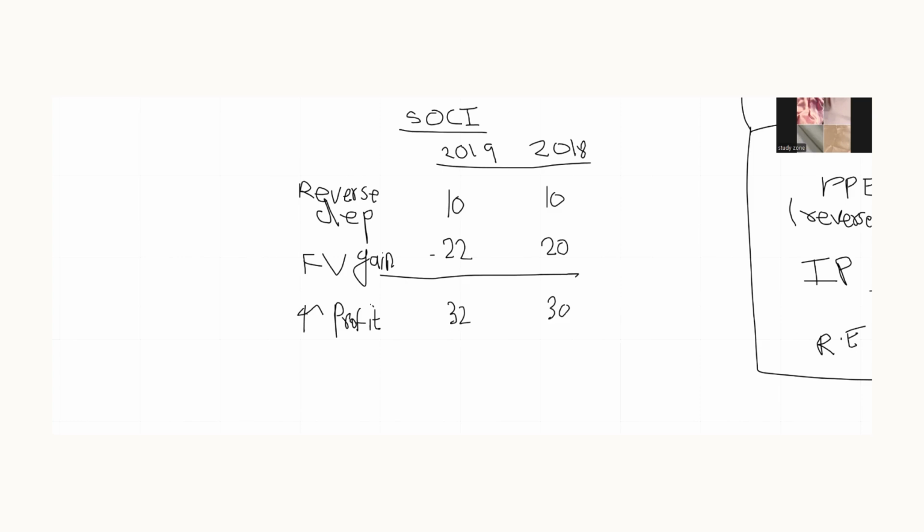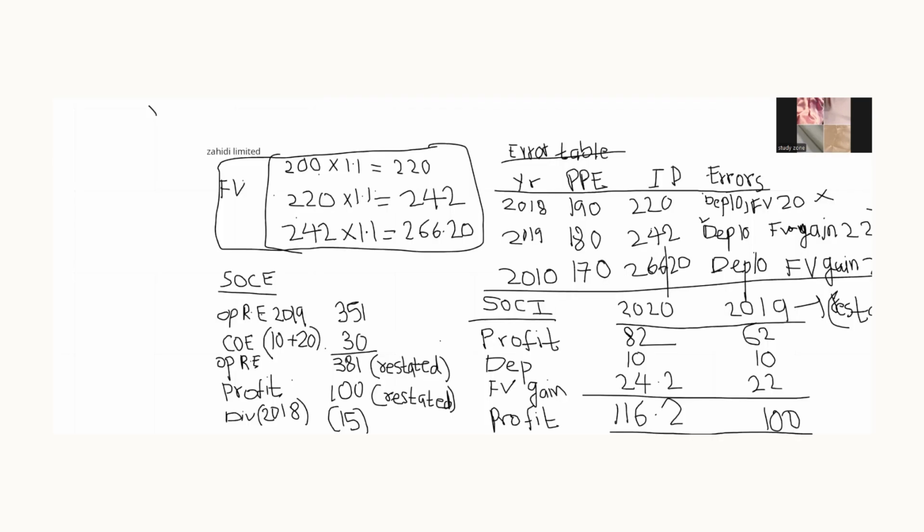So we are done with the question. It's important to note the requirements of the question. It's a bit confusing between the correction of errors or change in accounting policy. But it's a correction of error because we have by mistake recorded it as PPE, but we had to record it as investment property.